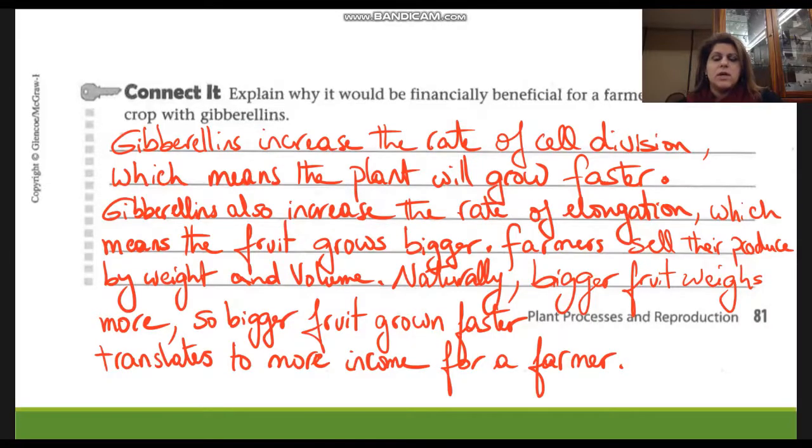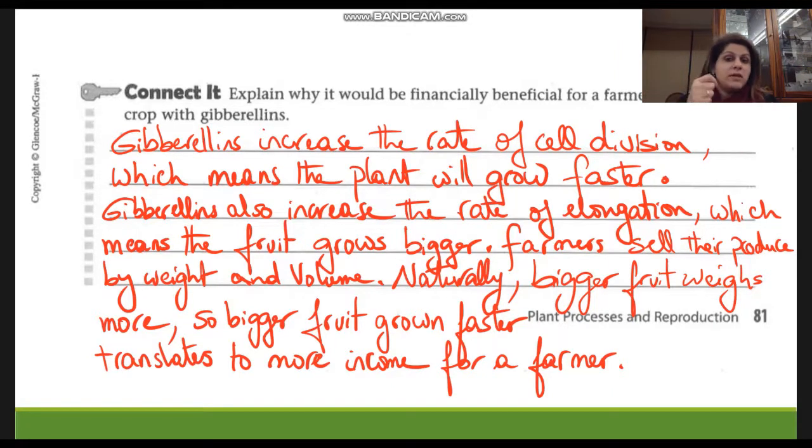So gibberellins increase the rate of cell division. This is what you know about gibberellins. Because they increase the rate of cell division, the plant will grow faster. Now, gibberellins also increase the rate of elongation. Not only are they going to grow faster, but also longer, which means the fruit, imagine that, is going to grow bigger. And because the fruit is going to become bigger, imagine the farmer having a lot of fruit that are really big.